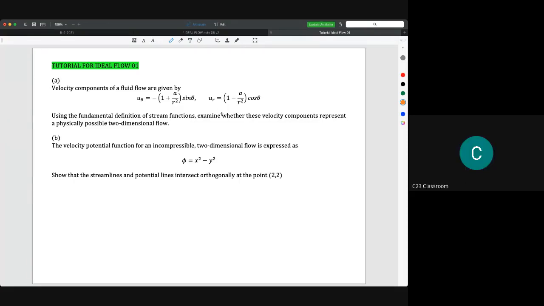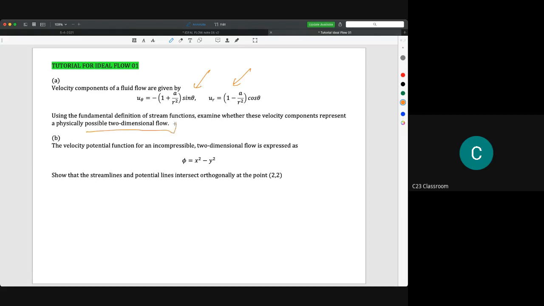Assalamualaikum dan salam sejahtera. So, we continue our discussion on the tutorial for ideal flow. Let's say we have tutorial 1, shown here. The velocity components of a fluid flow are given as this one. Using the fundamental definition of stream function, examine whether these velocity components represent a physically possible two-dimensional flow.